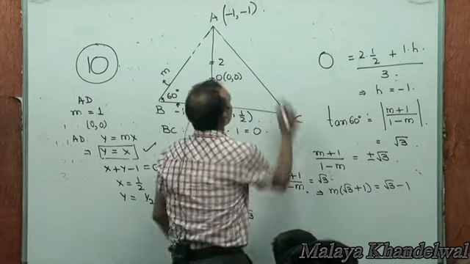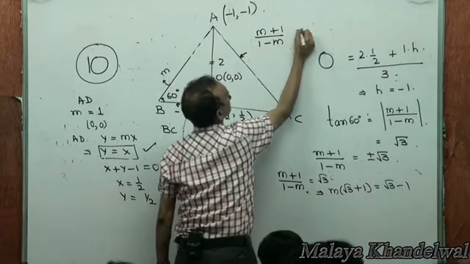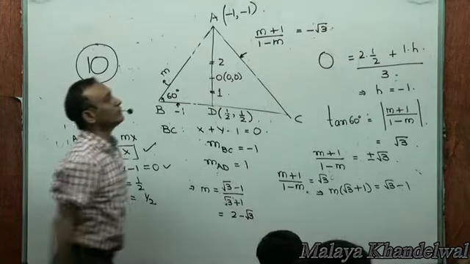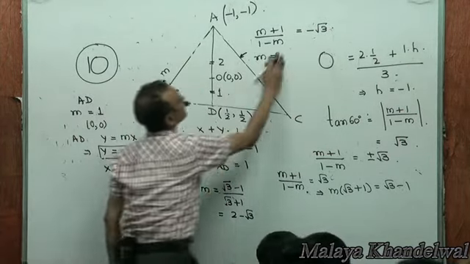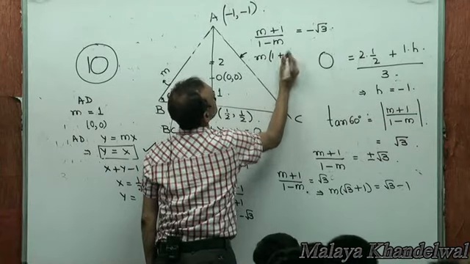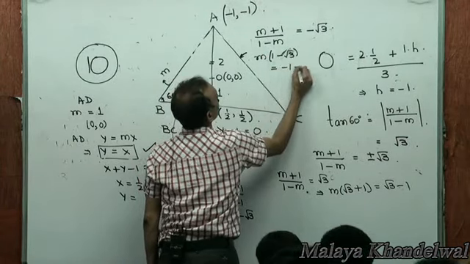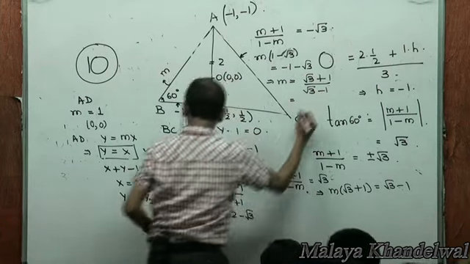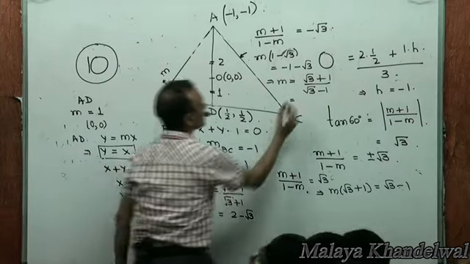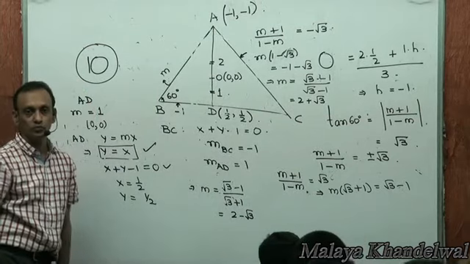And the other line can be obtained when you take minus √3. The slope of the other line could have been obtained if you took M plus 1 by 1 minus M as minus root 3. So this will give you M into 1 plus 1 minus root 3 equals minus 1 minus root 3, or M equals root 3 plus 1 by root 3 minus 1, which will be the reciprocal of this, right? Since they are reciprocals of each other, that will be 2 plus root 3.